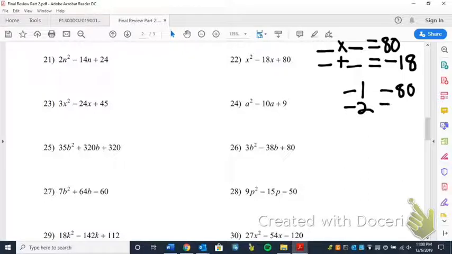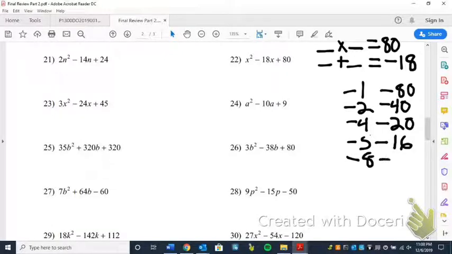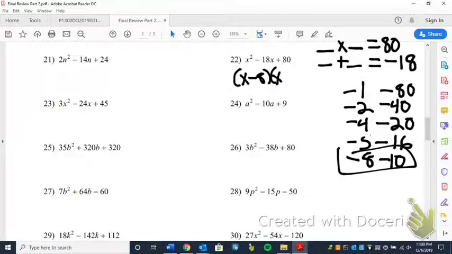Factors of 80, negative 1, negative 80. Negative 2, negative 40. Negative 4, negative 20. Negative 5 and negative 16. Negative 8, negative 10. Hey, there we go. So we go x minus 8 times x minus 10. Easy peasy.